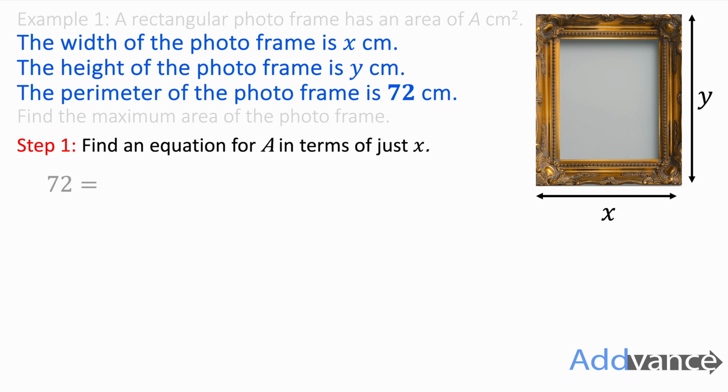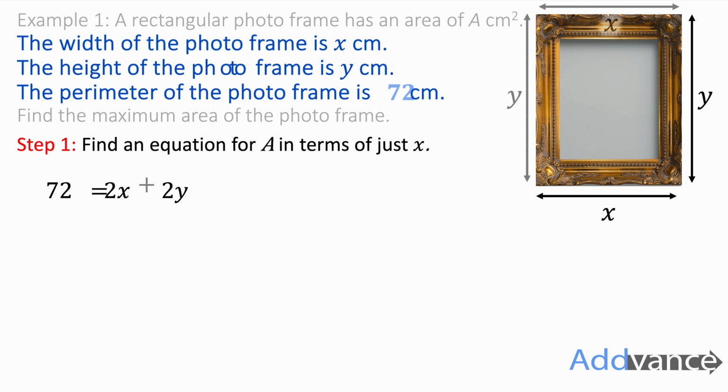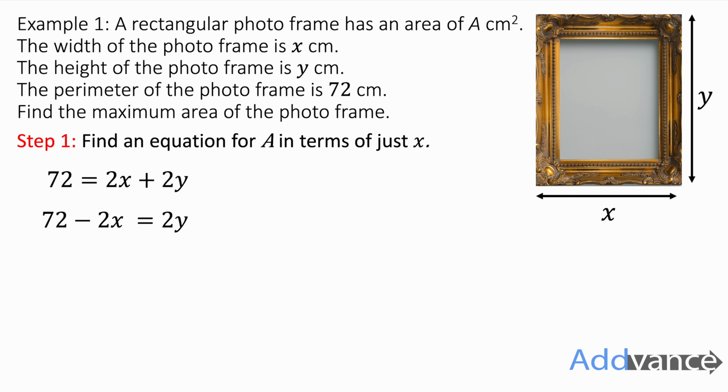So here we have to remember that the perimeter is 72 and opposite sides of a rectangle are equal, so x and x, y and y. The perimeter will be given by x plus x plus y plus y, or 2x plus 2y. That's an equation for perimeter, and it is equal to 72. Now we can rearrange this. We can take 2x off both sides, and then we'll divide by 2, and we get 36 minus x equals y. Okay, we've got an equation connecting x and y now.